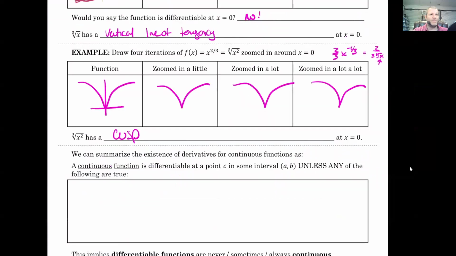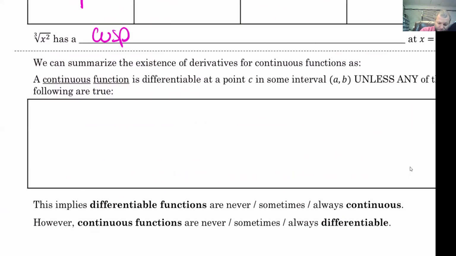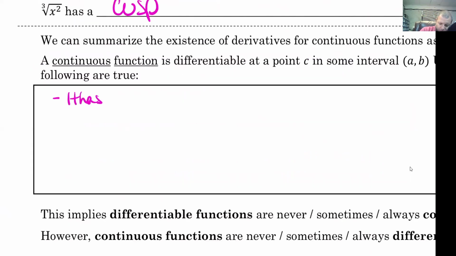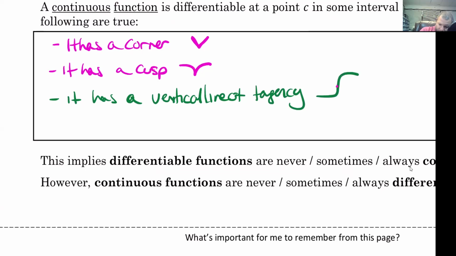So to sum it all up and put a nice little bow on it, a continuous function is differentiable unless any of the following are true. It has a corner. And corners look like these. It has a cusp. And cusps look like birds when you're 5 years old. And it has a vertical line of tangency. That's like this, where at some point you have an infinitely fast rate of change.